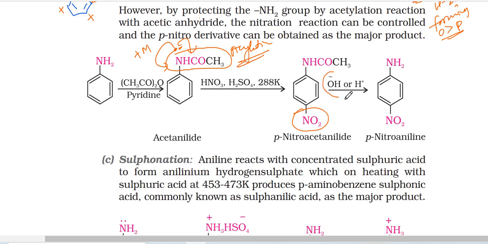By hydrolysis we are getting para nitroaniline. Here ortho we are not getting because of repulsions; steric hindrance is more, that's why we are not getting it. By protecting the NH2 group by acetylation reaction with acetic anhydride, the nitration reaction can be controlled and para nitro derivatives can be obtained as the major product. This is the major product. The minor product is at the ortho position, which is very less.